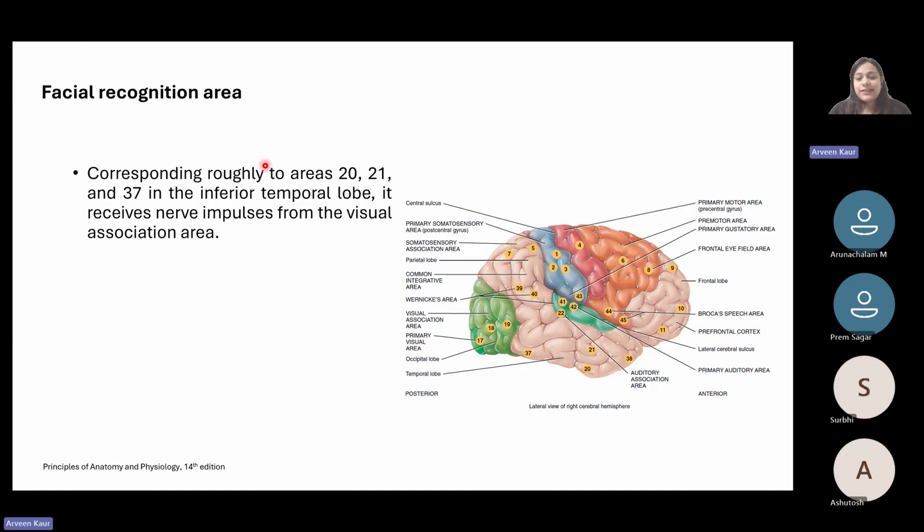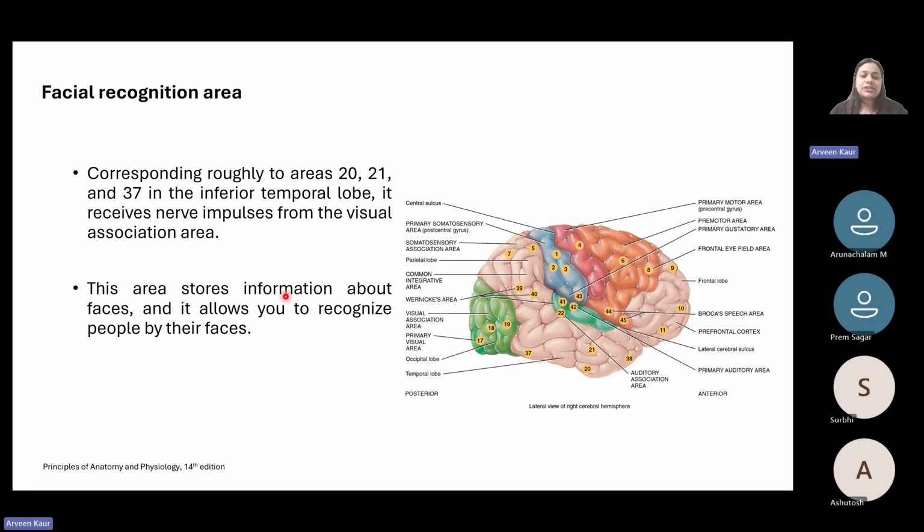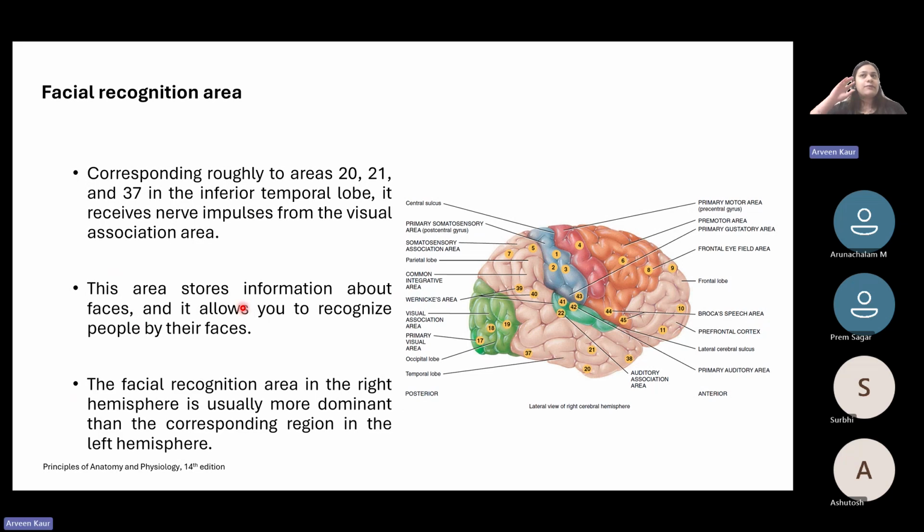Then comes a facial recognition area, again, a subpart of what I just explained, corresponding roughly to areas 20, so it is not visible over here, 20, 21, and 37. In the inferior temporal lobe, it receives nerve impulses from the visual association area itself. This area stores information about faces and it allows you to recognize people by their faces. So there is a separate dedicated area in your brain for facial recognition also, right? Similarly, there will be some voice recognition area also, which maybe stores the memories related to that, right?